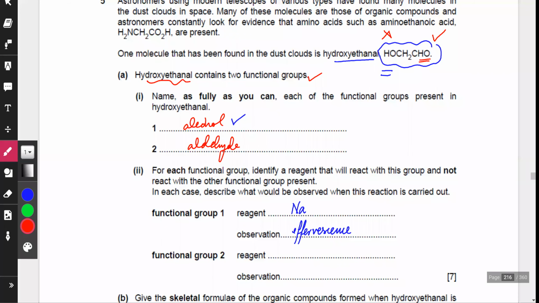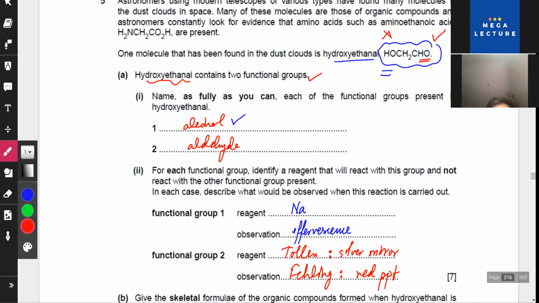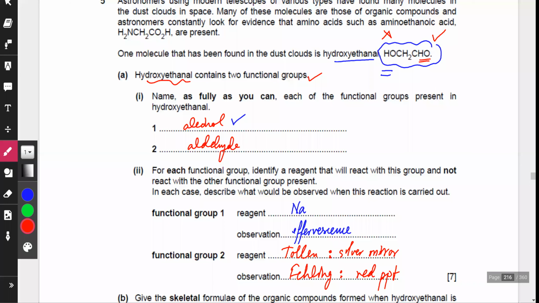सारे ही लिख देते हैं कि Tollens के साथ the aldehyde would form silver mirror. That's the observation. Fehling's के साथ it would give a red precipitate. अच्छा, और फिर एक आखिरी वो कर देते हैं, which is going to be 2,4-DNPH. तो 2,4-DNPH में the aldehyde would give an orange precipitate.